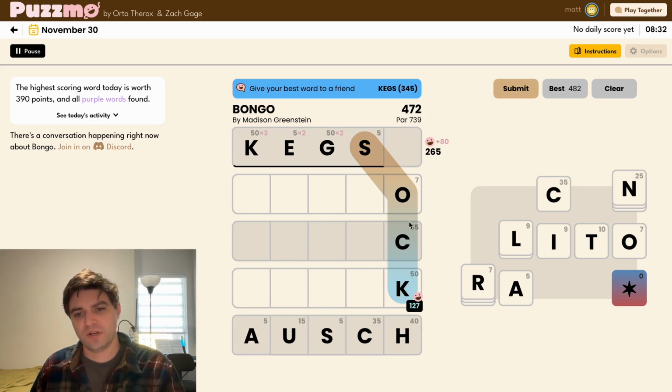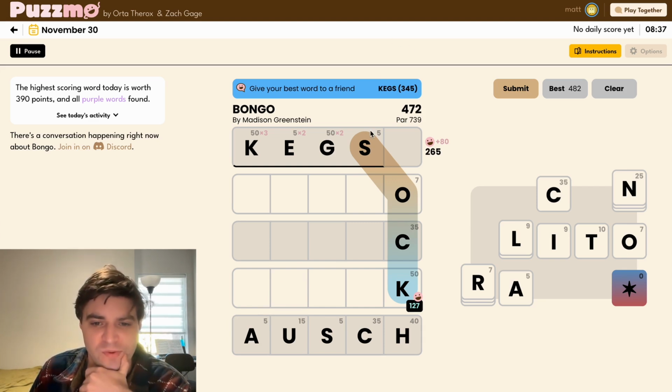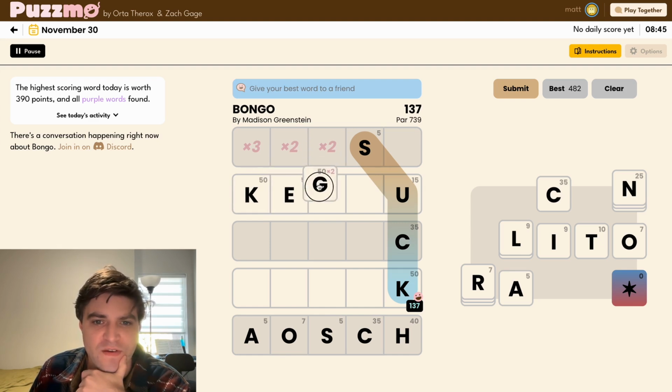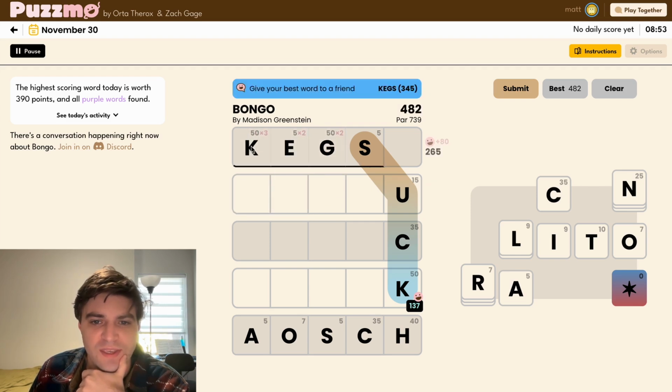Sock, we're going to lose out on a lot of points if we put sock there. So maybe I do want this to be a U. I don't know. I don't know what I want. I don't know if there's anything better I can do than kegs up here.